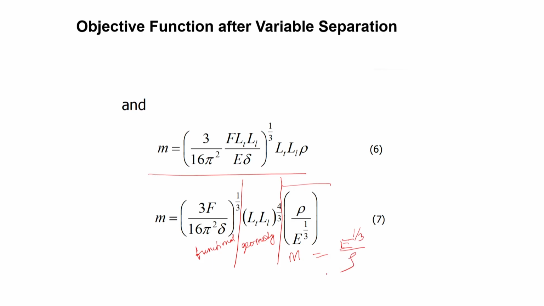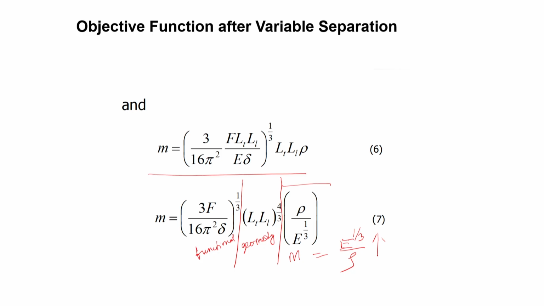Okay. So, that means in order to minimize the mass, you have to minimize this rho over E to the power 1/3, which is equivalent to maximizing E to the power 1/3 over rho. That is the way we generally keep the density in the denominator. This is just a matter of convention. So, this is the way you need to minimize.